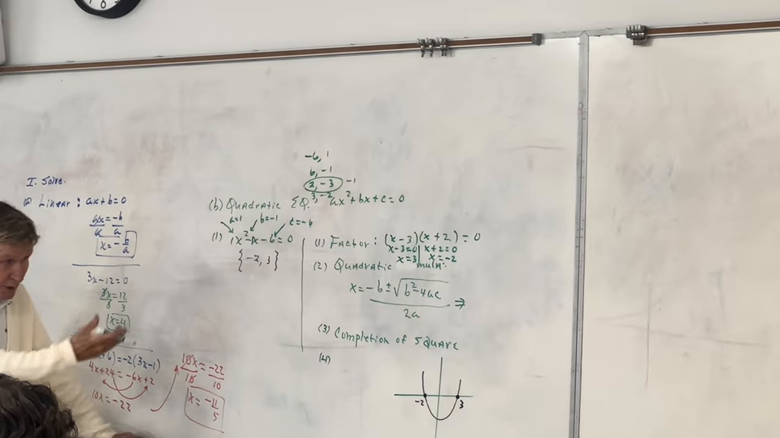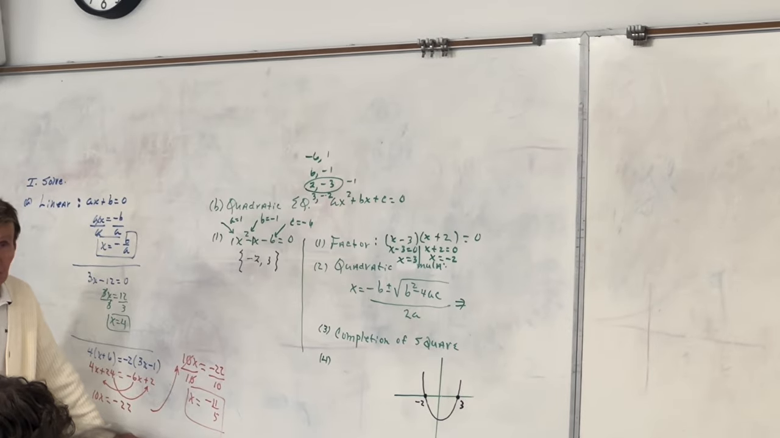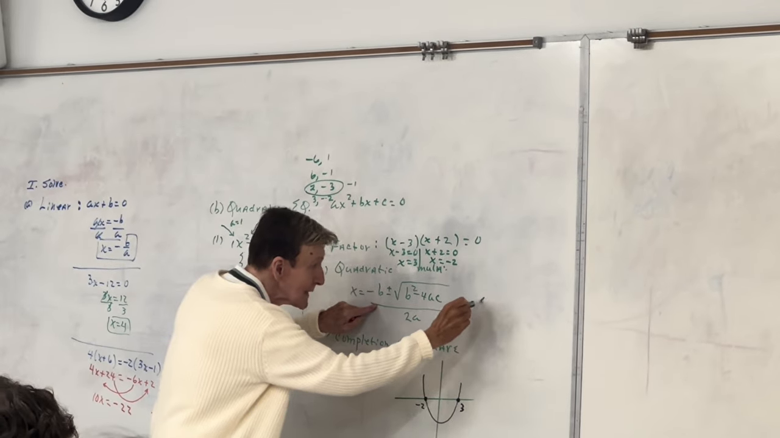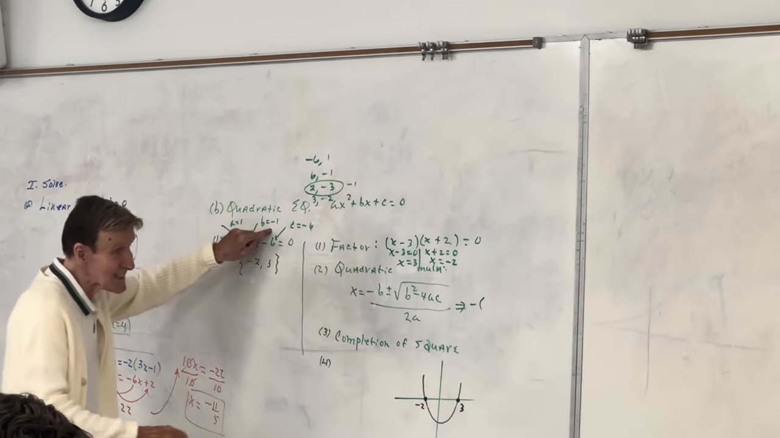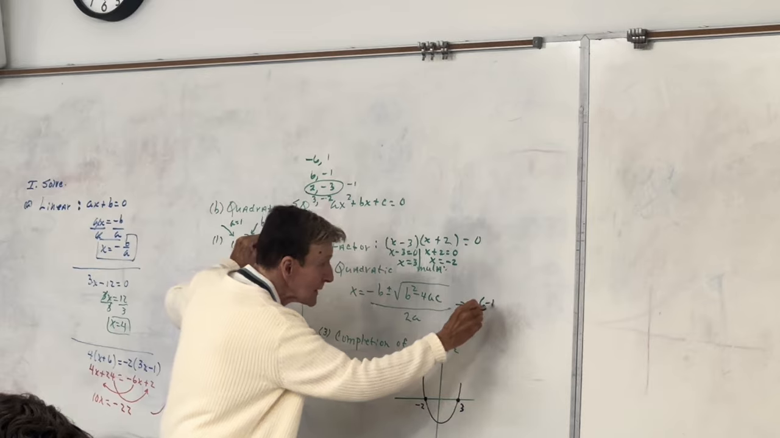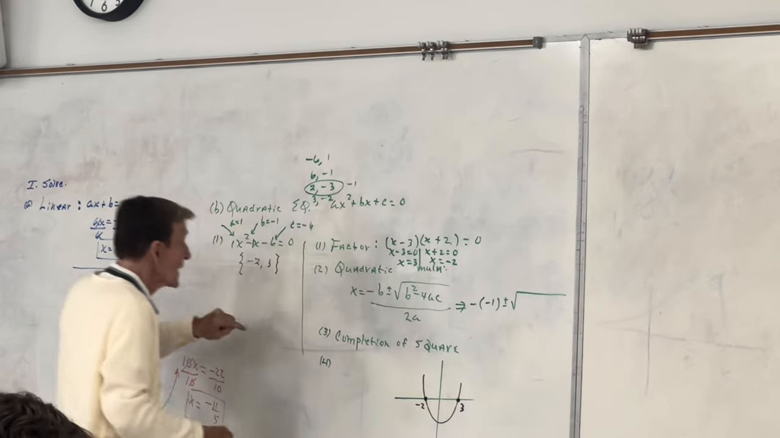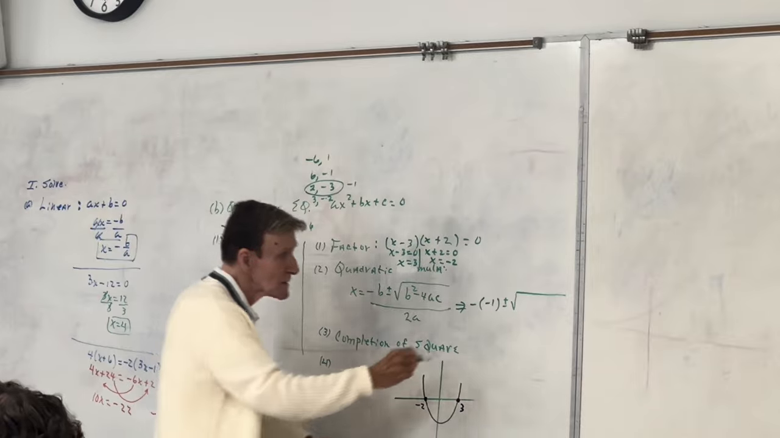If I'm patient, put those into my quadratic formula, I should get the same answers. Here goes. Starts out with negative, and then B. Well, B has been identified as -1. That's my B replacement. Plus minus square root. Now I got B squared. That's -1 squared.